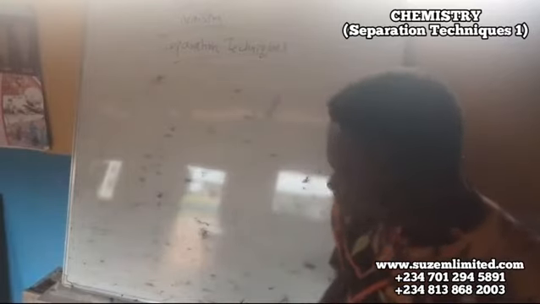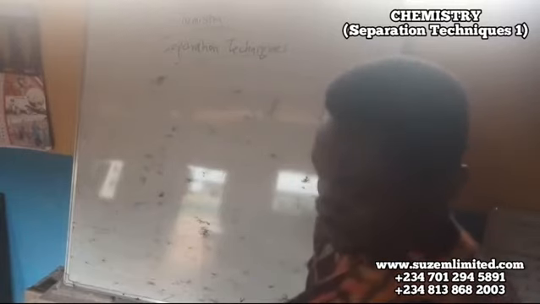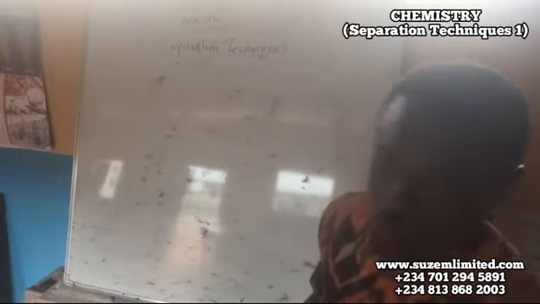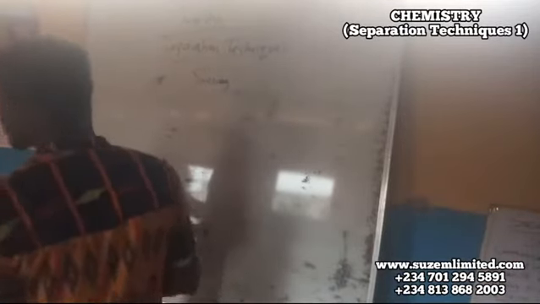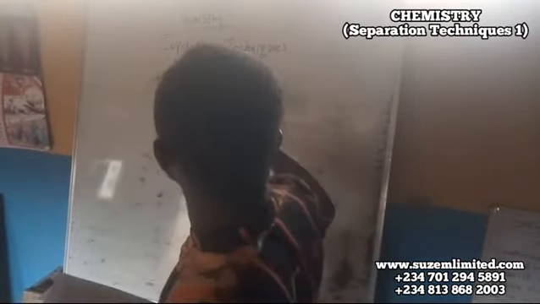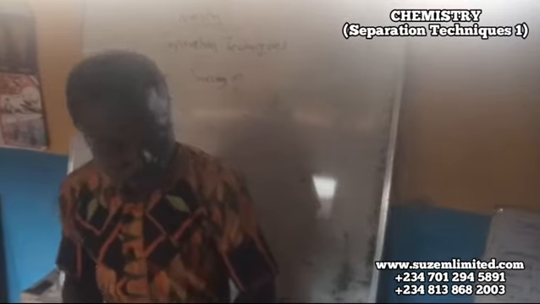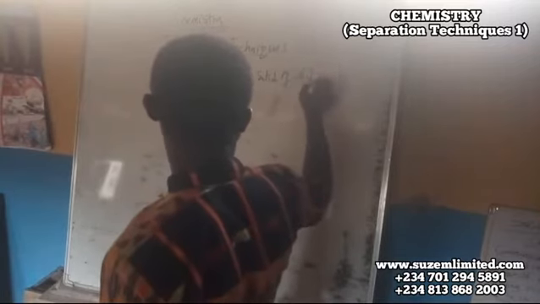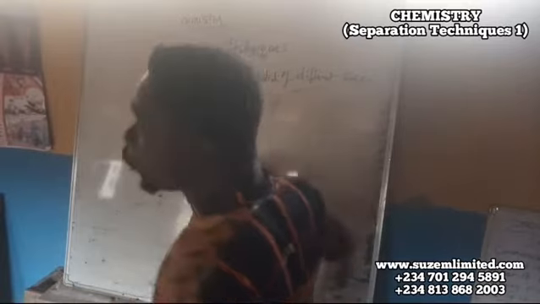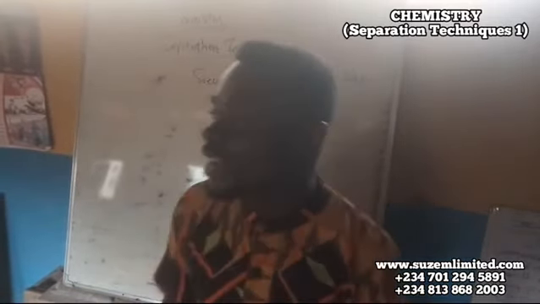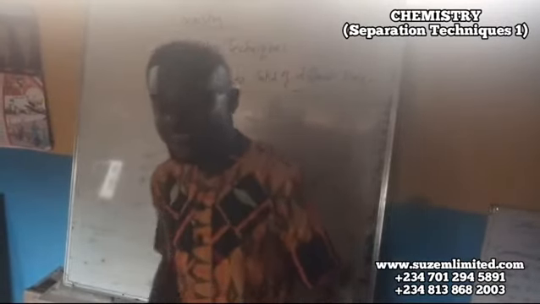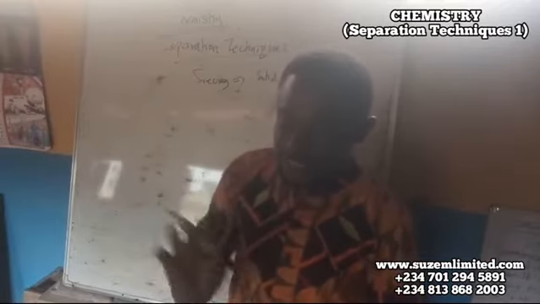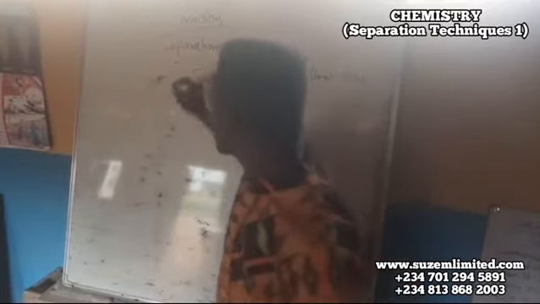Now, these are the important things we should note when we're talking about separation techniques. Last time, at a glance, I made mention of different techniques we use in separating mixtures. We started from sieving. Sieving is used to separate solids of different sizes. If you have a sieve, it has some openings inside. These openings, we call them the mesh.